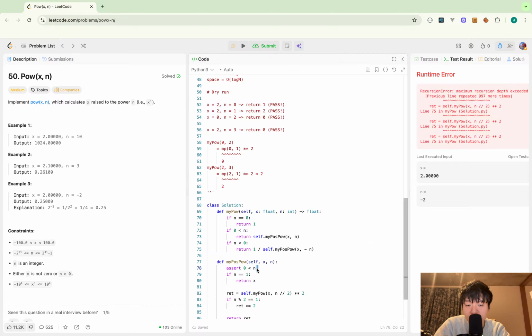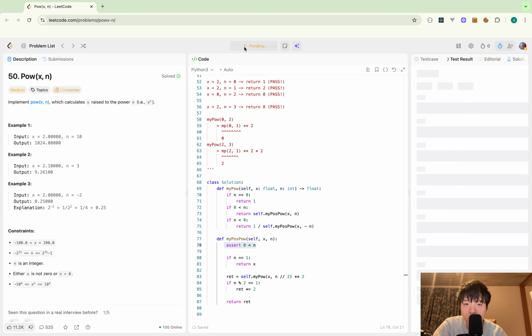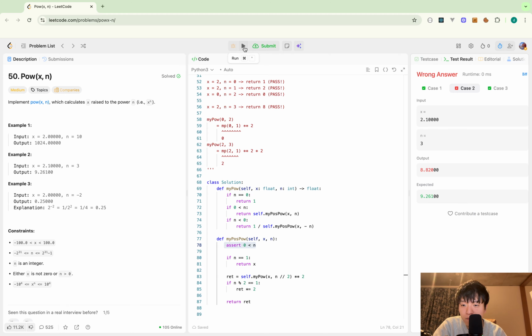Okay. So here, I assume that n is larger than 0. The case n is 1 is covered here in line 83, so n is larger than or equal to 2, and n divided by 2 should be 1 or larger. So this assertion is always met. Okay, so let me submit my code.